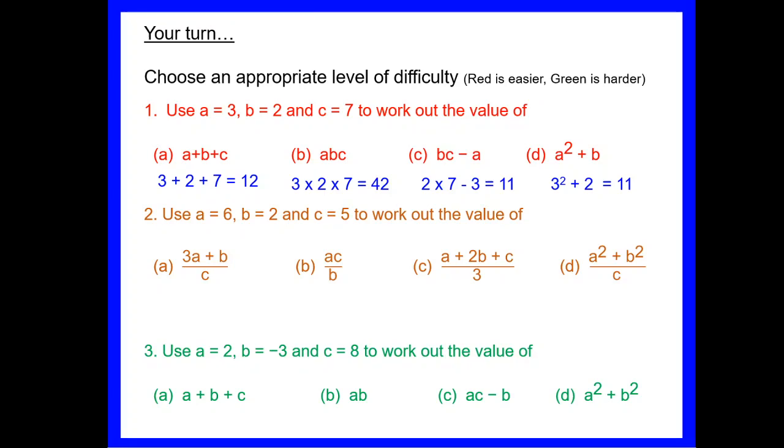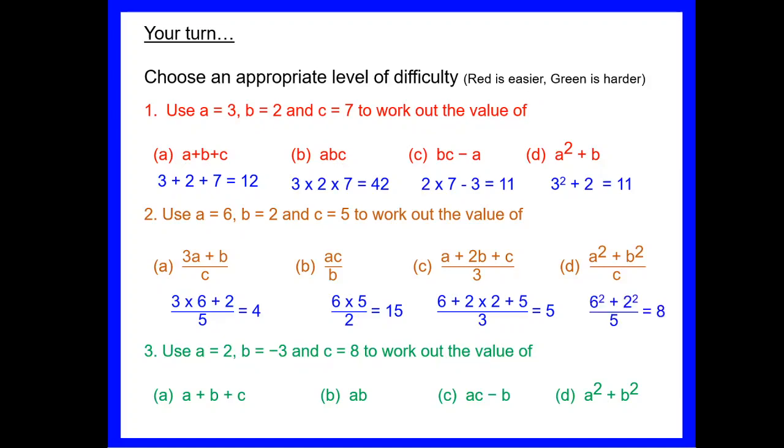For the orange ones then, we've got 3 times 6 plus 2, all divided by 5, which equals 4. For B, we've got 6 times 5, all divided by 2, which is 15. For C then, we've got 6 times 2 times 2 plus 5, all divided by 3, which comes to 5. And for D, we've got 6 squared plus 2 squared divided by 5, sorry, which comes to 8.